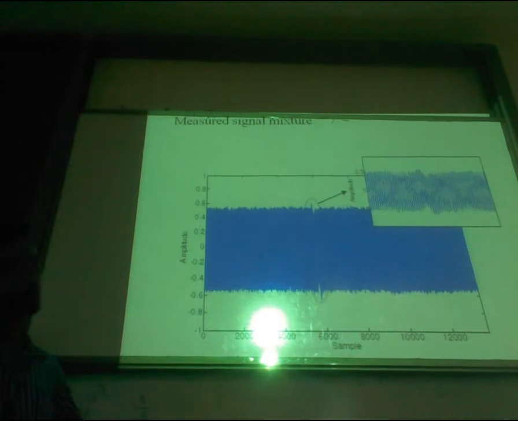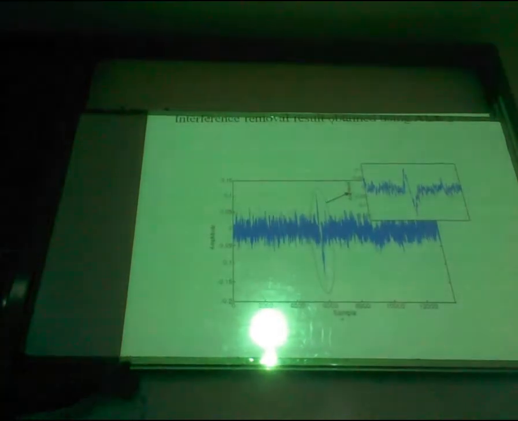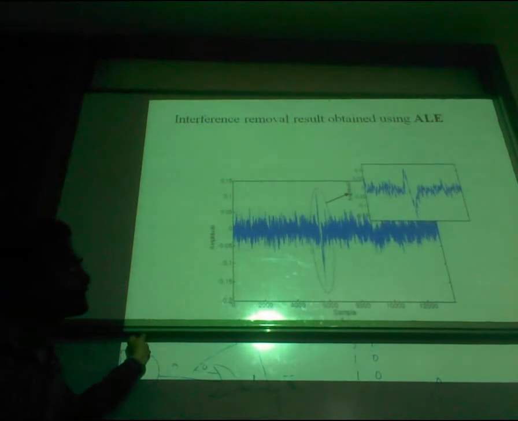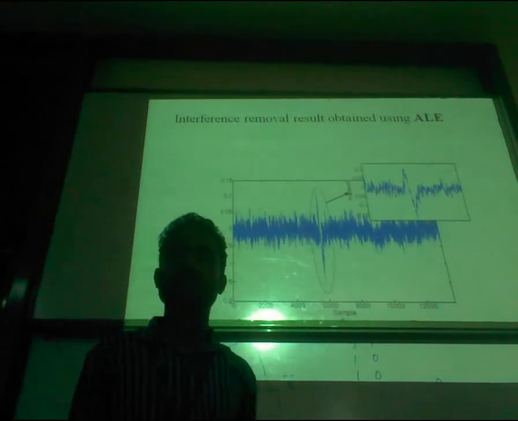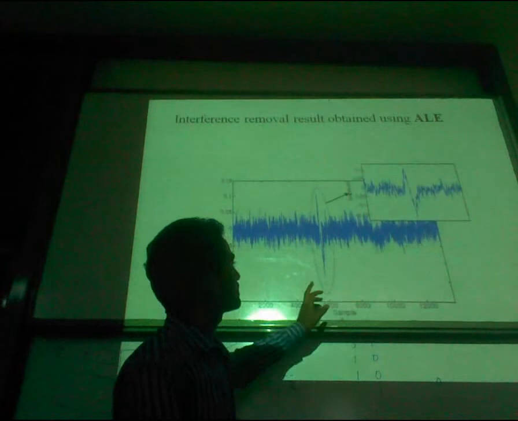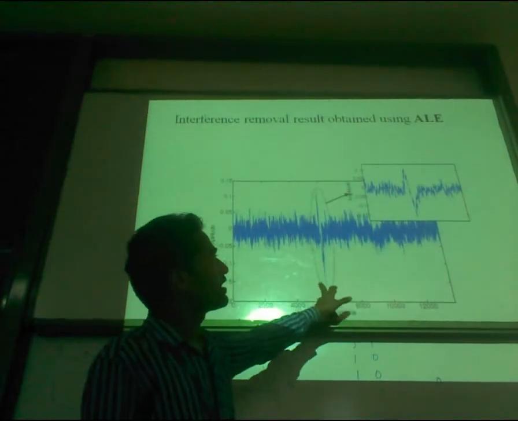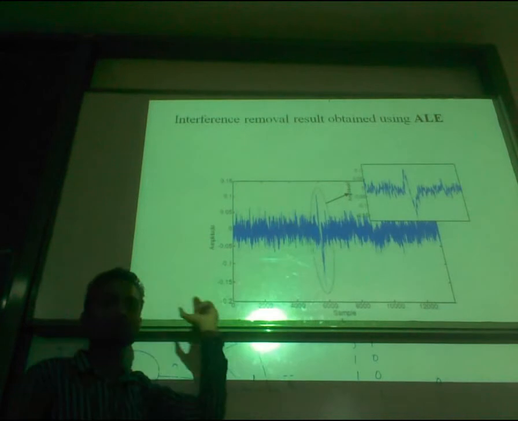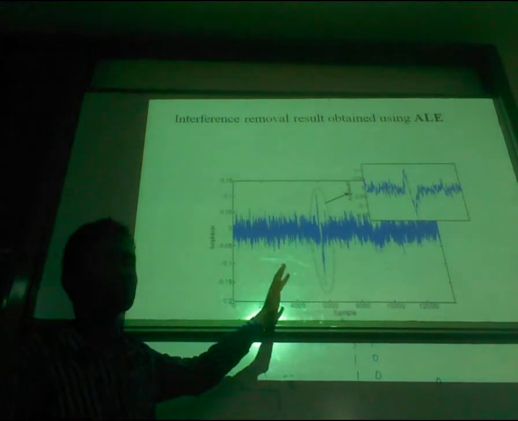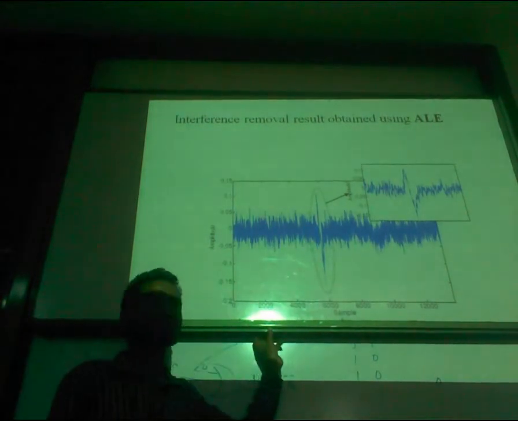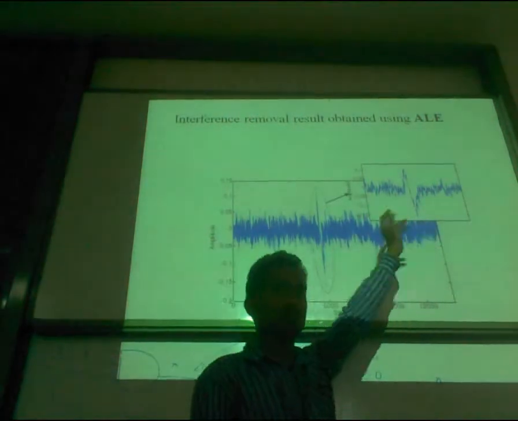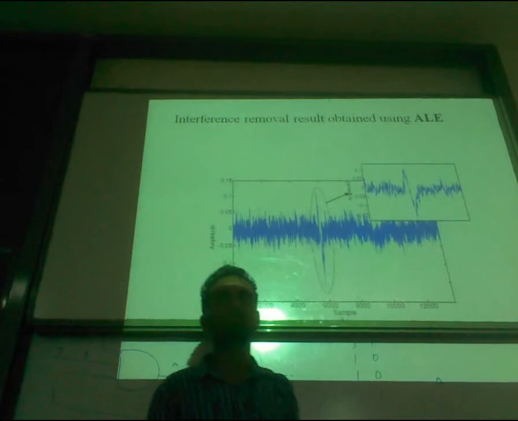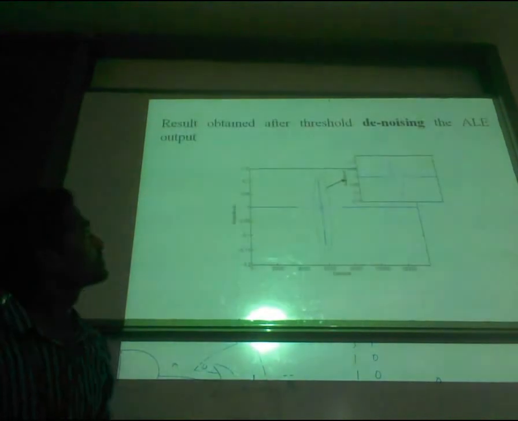Next, the interference removal result obtained after the ALE. Once adaptive line enhancement is done, the signal gets somewhat rectified, and you can see this is the rectified signal, meaning it contains less noise than the previous one. Whatever vibrational noise was present inside the signal is totally eliminated. The only noise remaining is the Gaussian noise, which we eliminate in the next step.